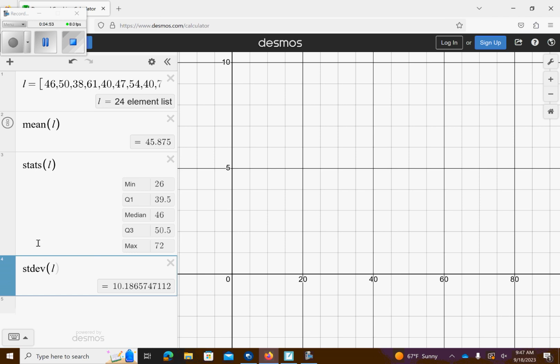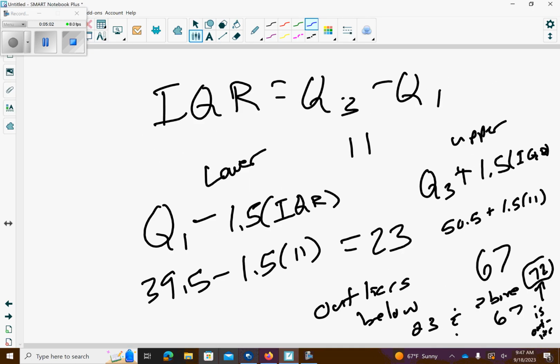The IQR will be Q3 minus Q1. So if we go back to our graph, Q3 minus Q1 would be 11 in our case. And then our lower boundary is going to be Q1 minus 1.5 times IQR. Well, Q1 is 39.5 based on our information, so 39.5 minus 1.5 times 11. So our lower boundary is 23. Our upper boundary is going to be Q3 plus 1.5 times IQR, so 50.5 plus 1.5 times 11, that's 67.